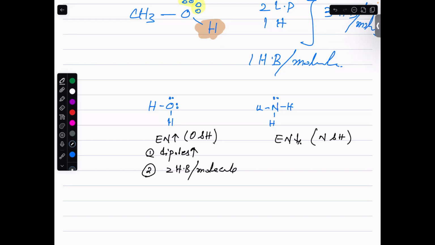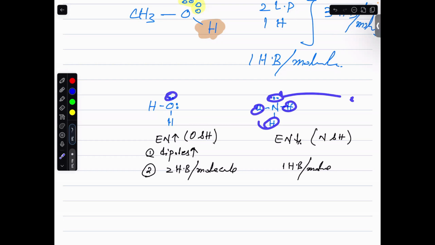In ammonia, on average, one hydrogen bond per molecule. Why? Because there is one lone pair and three hydrogens. So which one is small? The lone pair is small. In water there are two lone pairs and two hydrogens, so on average, two.